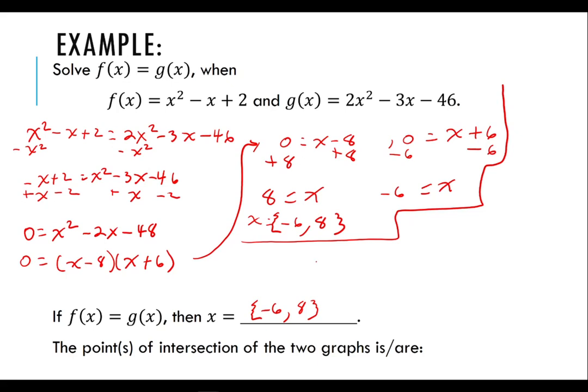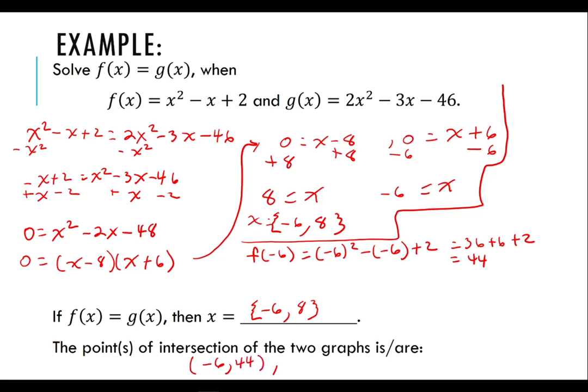And so if I want to find the points of intersection, I'm just going to find f of negative 6. F of negative 6 is going to be negative 6 quantity squared minus negative 6 plus 2. I get that that is 36 plus 6 plus 2, that is 44. And so I now know that one of the points of intersection is the value negative 6, 44.